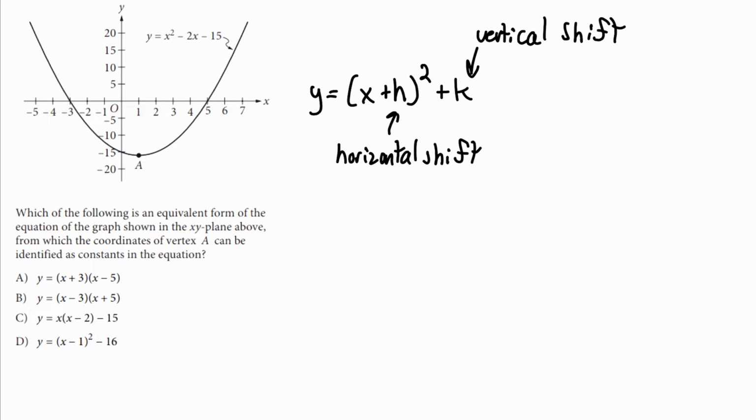Now that we're back, let's look at this again. The vertex is at x is equal to 1, and it looks like it's at y is equal to negative 16. So let's look at our possible answers. We know A and B are not in vertex form. C is certainly not in vertex form either. D would be clearly the best answer here. And of course, it has the minus 16 and the minus 1, which matches with what we expect for the vertex here. So we have our correct answer as D.